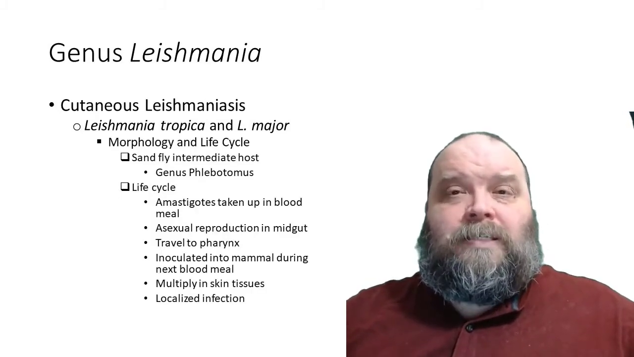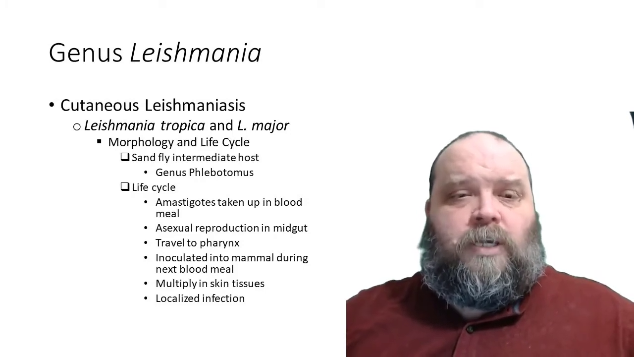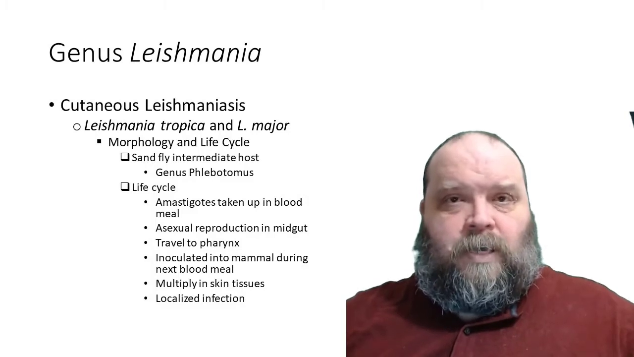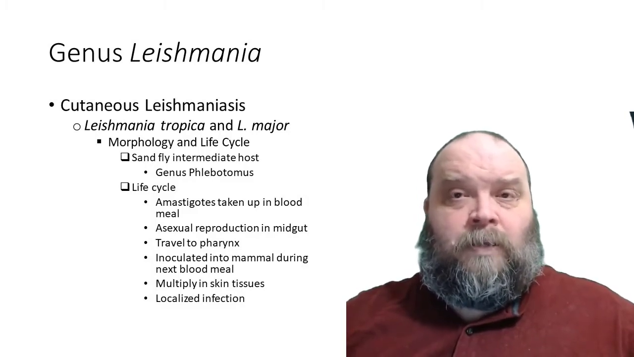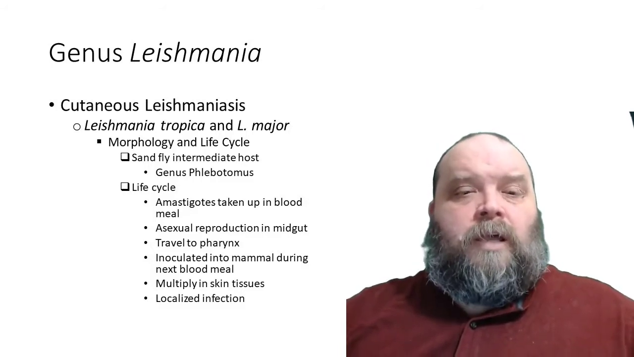Sandflies are going to be our biological vector of choice here. Genus Phlebotomus, okay? Phlebotomist. That name alone tells you that they go in for blood meals. Phlebotomy, phlebotomist.